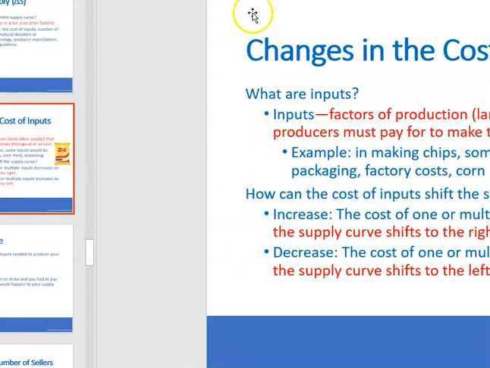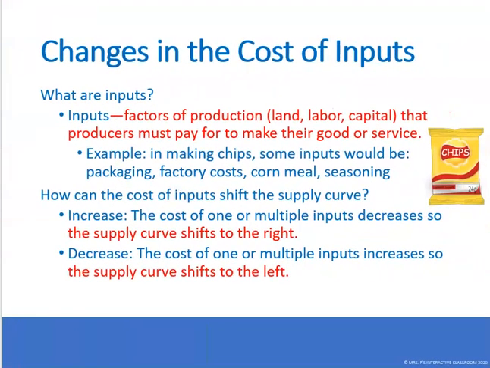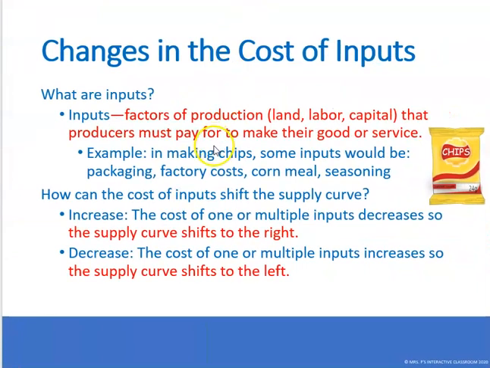Okay, so moving back, let me move my slide back over. So, for example, making chips, some inputs would be the packaging, the factory costs. I don't know chips that have cornmeal, but we're going to say potatoes, okay? You also probably would have to pay for salt and whatever seasoning you put on your chips. How can the cost of inputs shift the supply curve? If the cost of one or multiple inputs decreases, the supply curve shifts to the right. So that is an example of how the supply would increase.